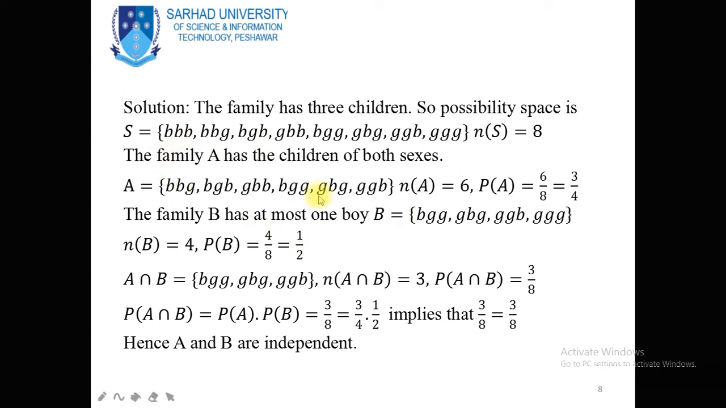Now these two events have three common outcomes: BGG, GBG, and GGB. So A and B are non-mutually exclusive events. And the number of outcomes in A intersection B is equal to 3. So the probability of A intersection B is equal to 3 by 8. Now dear students, note that in this problem we actually have the AND option in our choice.